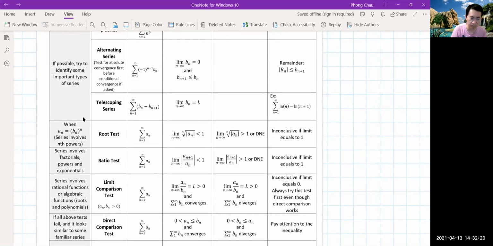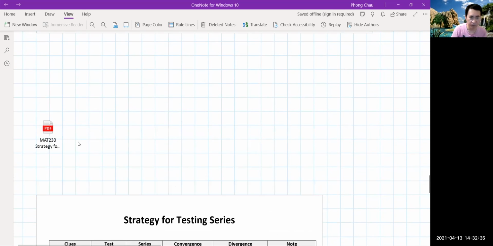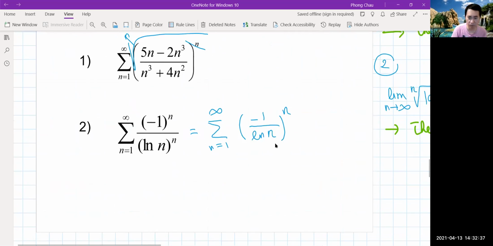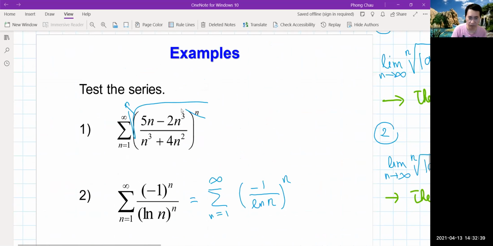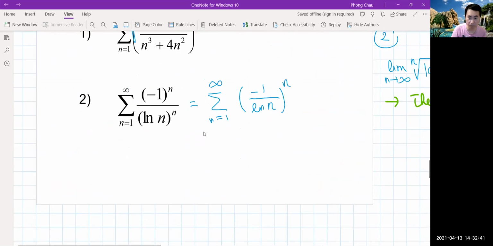Okay, so looking at the clue for the root test, it's easy. Whenever you can write the series as b sub n to the n power, something raised to the n power, then you're going to use the root test. Remember that the something has to be the entire term, the entire term to the n power.